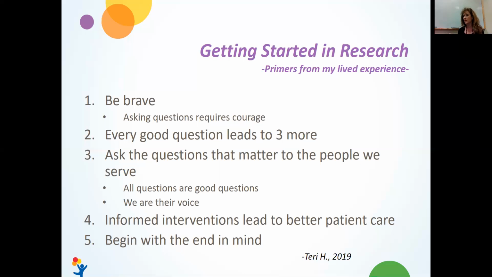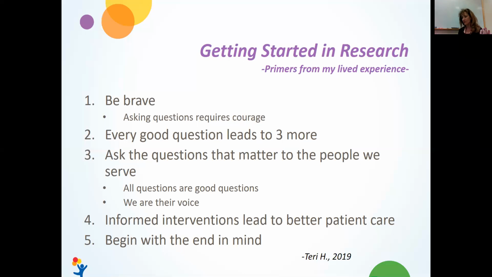So if I can be that, any of us are here for that reason, but I would argue that it really takes great courage. So the questions you're asking are hard. Okay. One of my mentors taught me, and this is one of the most important lessons I think I've learned in my research career, is that every good question leads to 3 more.